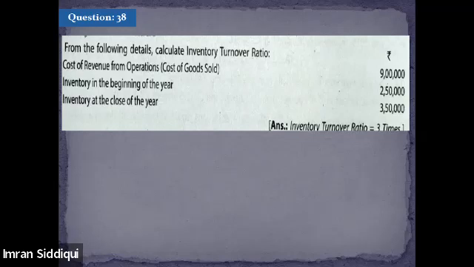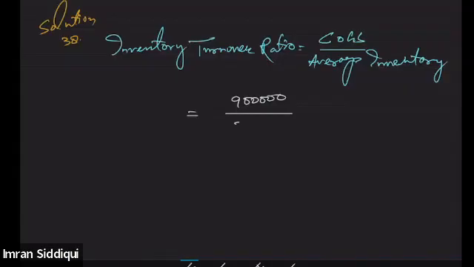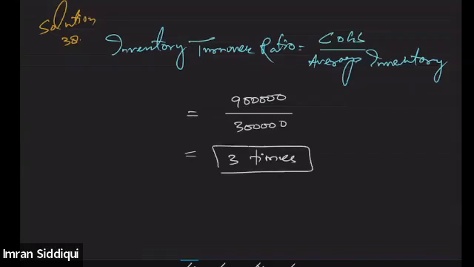So 250 plus 350 equals 6 lakh, right? And 6 divided by 2 will be 3 lakh. So that means ratio will be 3 times. Average inventory turnover ratio is 3 times. Understood? Is it clear?